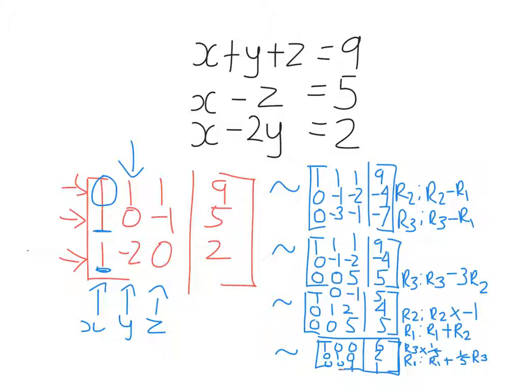So that means I have solved the equation. I have 1 lot of x equals 6, 1 lot of y equals 2, and 1 lot of z equals 1. So the point here is we're just continually changing this system into something that's equivalent, that has the same set of solutions, but easier to deal with.